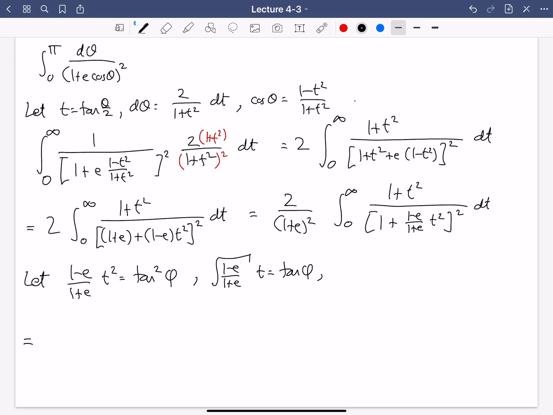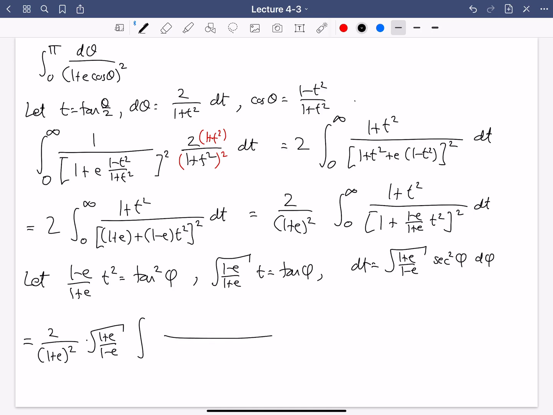So here's the substitution I'm doing. Let me see. So dt is going to be root of (1 plus e over 1 minus e) sec squared phi d phi. So here I'm going to do it. I've got the 2 over 1 plus e squared already. I'm going to need an extra 1 plus e over 1 minus e. And then I'm going to have the 1 plus t squared. The dt is going to give me a sec squared phi d phi.